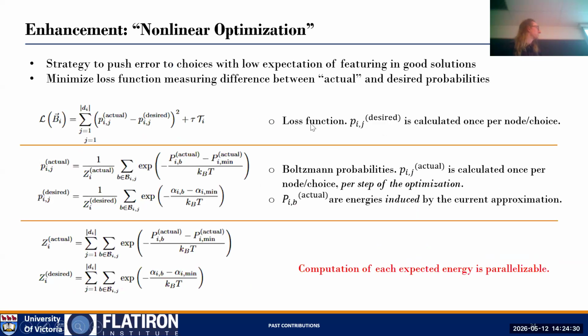And I went further by developing another enhancement, again, which is parallelizable and fairly efficient. It's a nonlinear optimization step to push error to choices with low expectation of featuring the good solutions in particular. To do that, we can gradient march on a loss function that measures the difference between the actual Boltzmann probability distribution induced by the QUBO and a desired probability distribution induced by the native cost function network. I've included detail here just in case we return to it, but I'm not going to go through it right now.